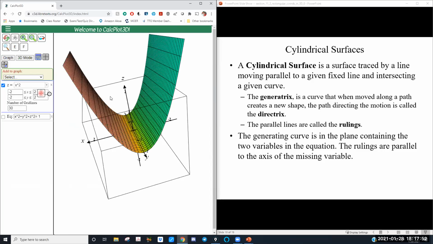The generating graph is the parabola, and then it moves along the y-axis, and all these lines along the y-axis, see those lines there? They're all parallel, all right? So this would be the generatrix. This axis, the y-axis, would be the directrix. All these parallel lines would be the rulings.